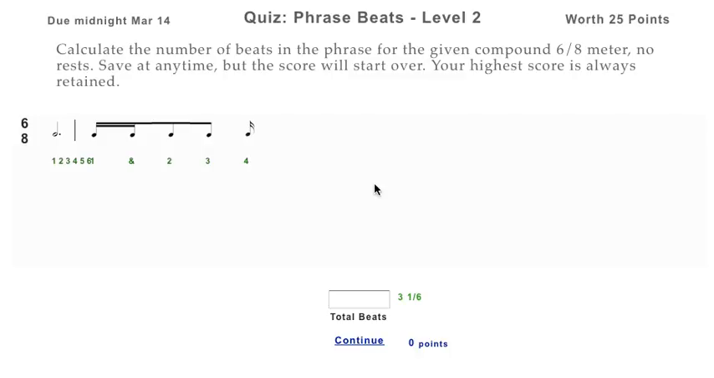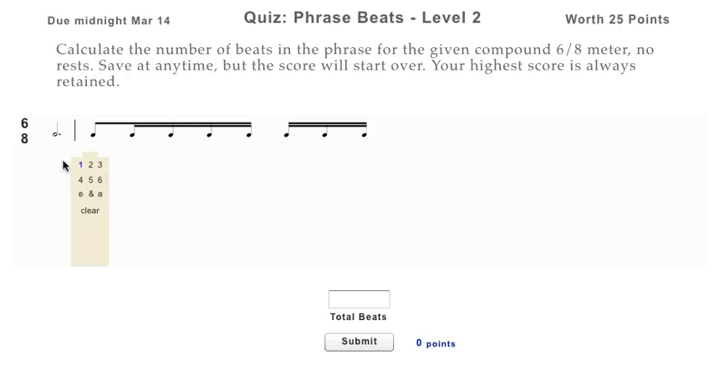In Phrase Beats Level 2, we're counting the number of beats. To calculate the number of beats, you want to look at the time signature first and ask, how many beats are there in a measure? If it's compound rhythm, we look at the top number in the time signature, in this case 6. We divide that by 3 to get the number of beats in each measure. So 6 divided by 3 equals 2. That means there are 2 beats in a measure, which is up to the bar line.